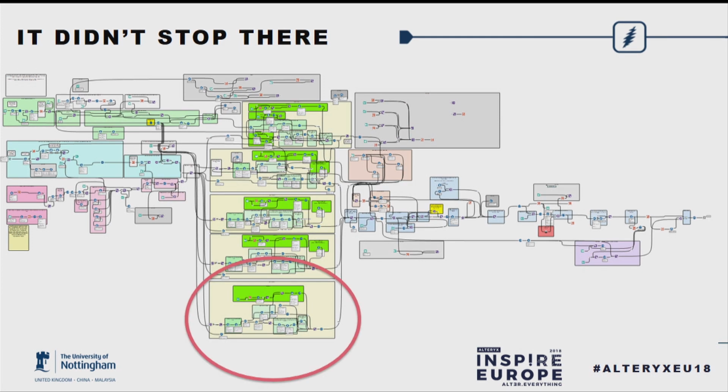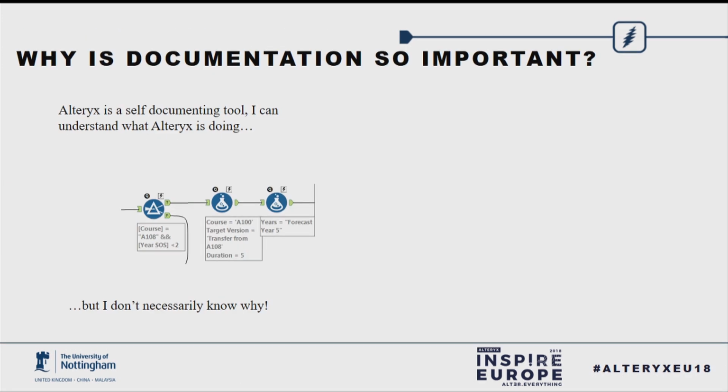So I'm just going to focus on this section at the bottom, just to explain why I think documentation is so important. In this section here, we've got a little bit of the workflow. Because I could understand Alteryx, I could know what was going on. I can see that it's got a filter, and it is filtering course A108 in year 1, and it's changing that to A100. So it's like, right, okay, I can understand that.